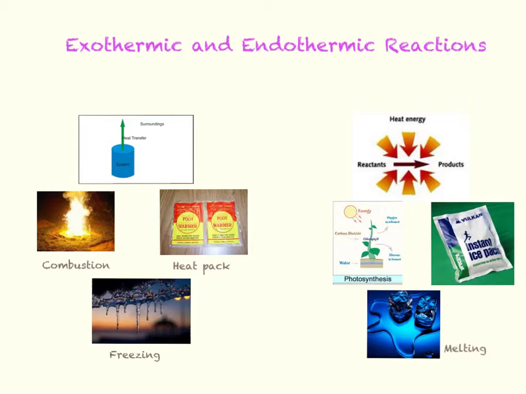The opposite is an endothermic reaction. So the reactants actually have less energy than the products. So where does the extra energy come from? It comes from the environment. So the environment adds some extra energy so you can form your products. Now, if you're taking heat energy from your environment, that means it's cooling down. And that's how you can recognize an endothermic reaction. Some types of endothermic reactions include photosynthesis, so it requires energy from the sun in order for the reaction to occur, the use of ice packs, and melting.